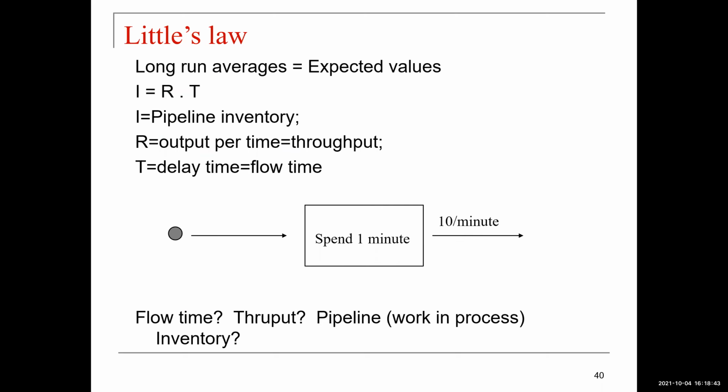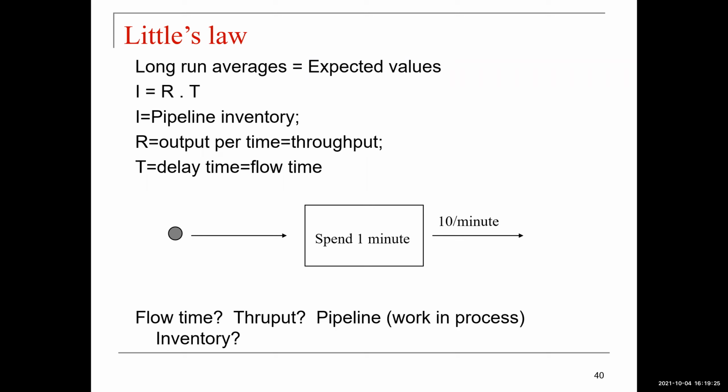So Little's law can be used to estimate the amount of products that you are able to produce based on these three areas. So the long run average or the expected value in terms of the inventory, the output per time or the throughput, and the delay time, basically the amount of time that is needed for processing. So if you have those three, you can get a good understanding of how many parts you can produce in terms of your output.